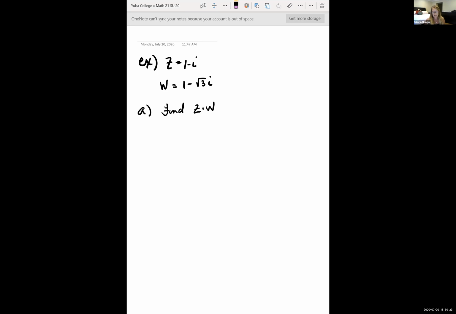Let's say that we had to do this the long way. So z times w, in the form that it gave us, is equal to 1 minus i, all times 1 minus root 3 times i. We could distribute this out and simplify. 1 times 1 is 1. 1 times negative root 3 i is negative root 3 i. Negative 1 times i is negative i. And then negative i times negative root 3 i: negative times negative is positive, but i squared is negative 1, so that's another negative, so it's negative root 3.